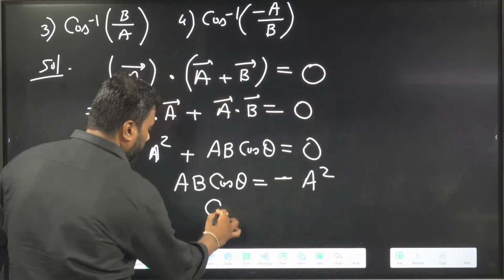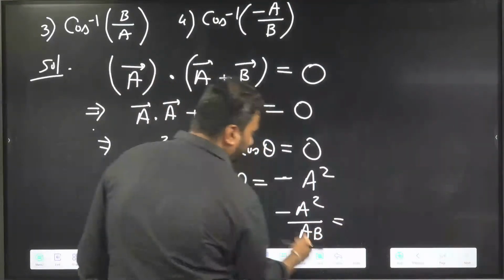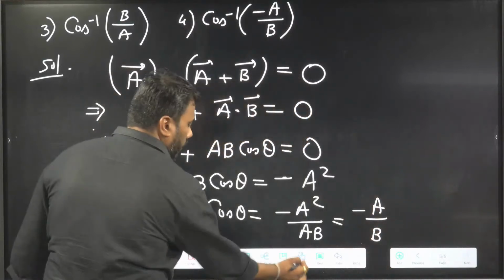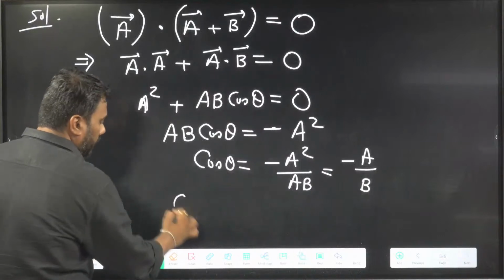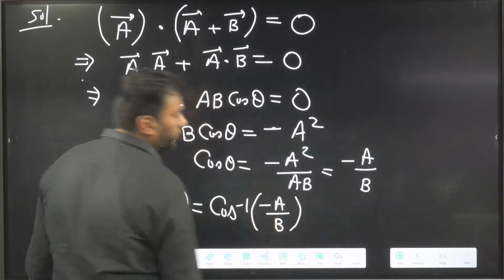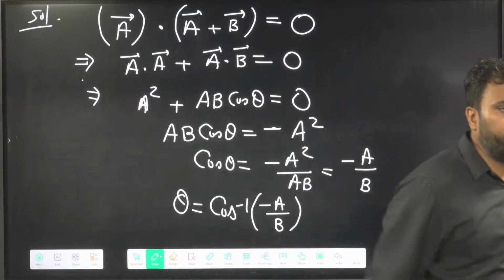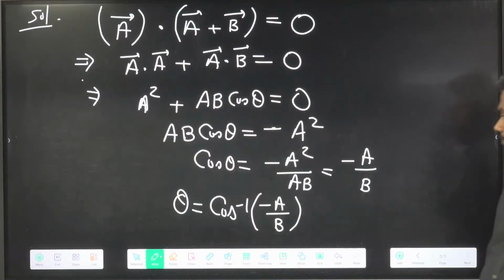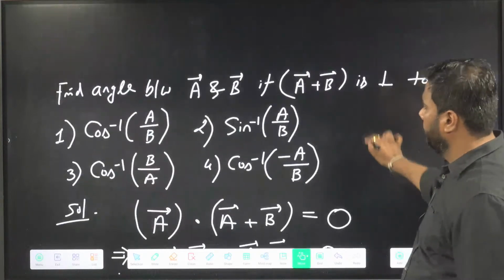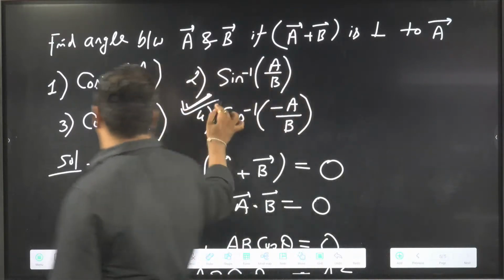You divide this, so cos theta becomes minus A square by AB. A and A get cancelled. So cos theta is minus A by B. Then theta must be cos inverse minus A by B. This should be the correct answer, the angle between A vector and B vector. The fourth option is the correct option.